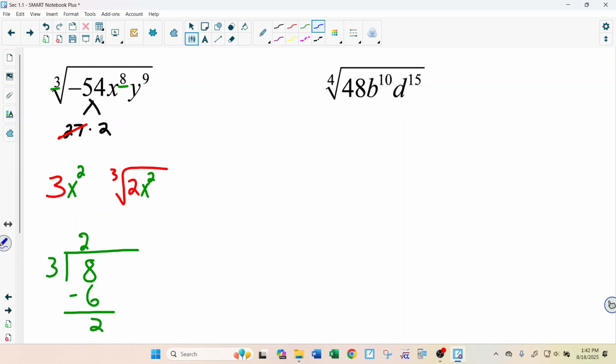Now, if we look at the 9, 3 goes into 9 how many times? 3 with none left over. So we will just have a y cubed on the outside. Okay. So that's how you want to do those when you are simplifying a radical that's not necessarily a perfect square or perfect cube.